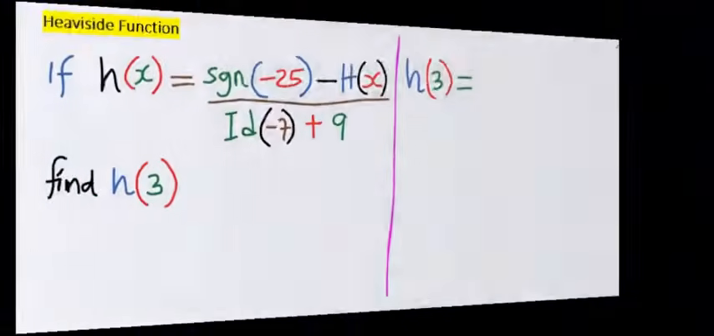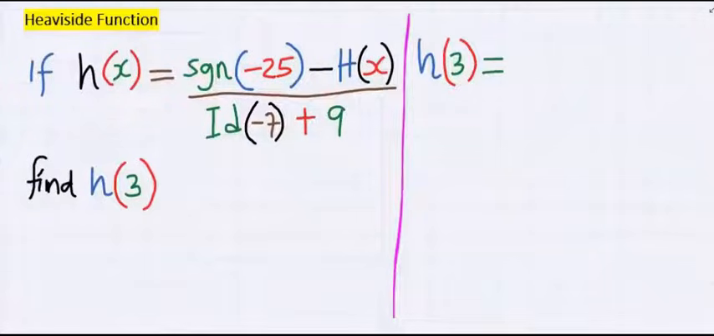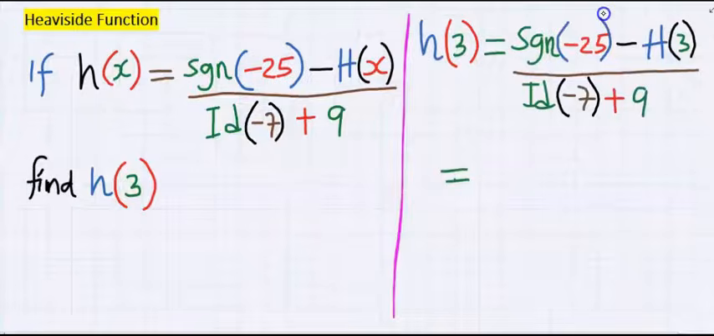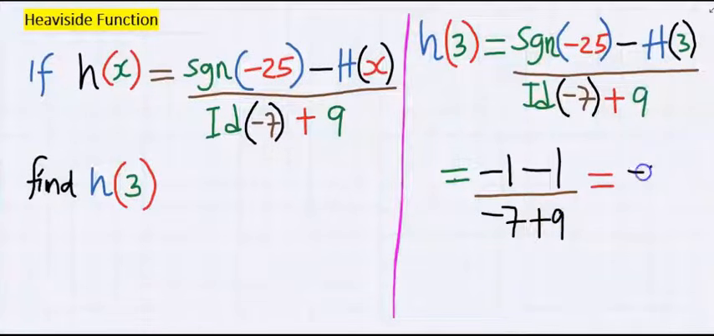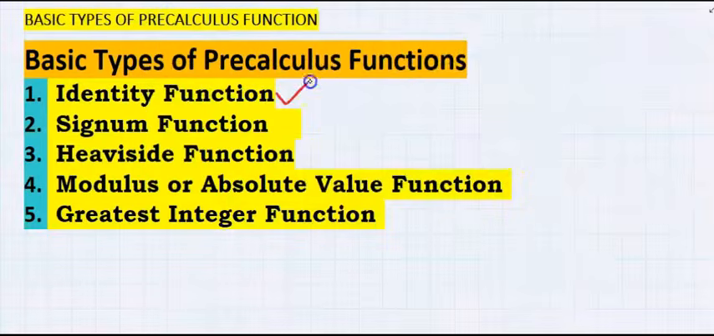In another question, signum, Heaviside function, and identity function are all put together. You can recap by checking out the videos. To solve this, the signum of minus 25 is minus 1. The Heaviside function of 3 is 1. The identity function of minus 7 will return minus 7, and we got 9. Minus 1 will give you minus 2, and minus 7 plus 9 will give you 2, and your answer is minus 1. Now you know the identity function.